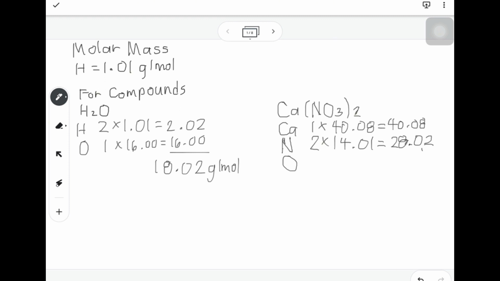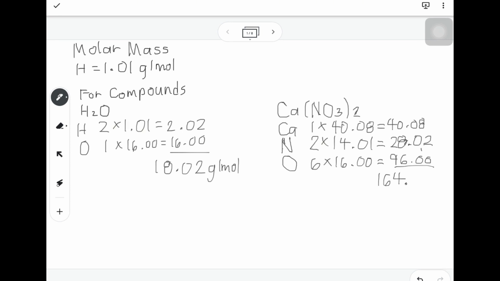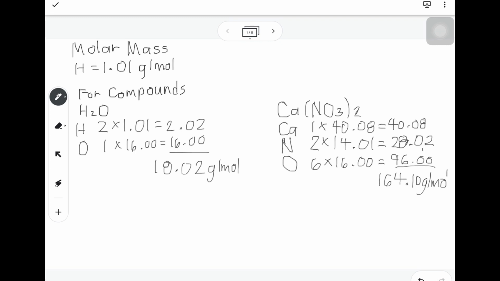We also have oxygen. There's 3 oxygen inside the parenthesis. However, since there's a 2 outside the parenthesis, we need to multiply them together. So we have 6 oxygen. So 6 times 16, the atomic mass of oxygen, results in 96. Add them all up together, and we have 164.10. 164.10 grams per mole is the molar mass of calcium nitrate.